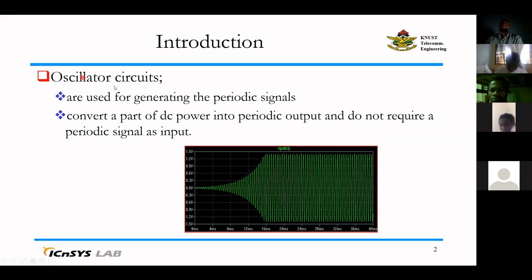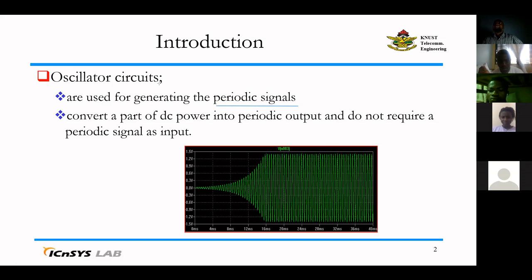So what is an oscillator circuit? The oscillator circuit basically is a circuit that generates periodic signals. When we say periodic signals, we're talking about sinusoidal waves, triangular waves, anything that is periodic. It has a period and it keeps recurring. Those kinds of signals, which are usually used as carrier waves, whether in amplitude modulation or whatever, are generated by the oscillator.